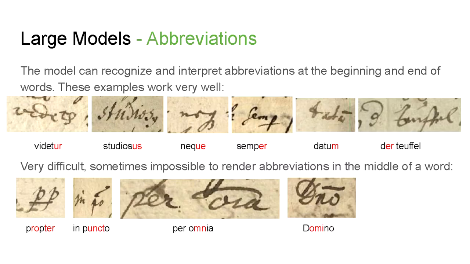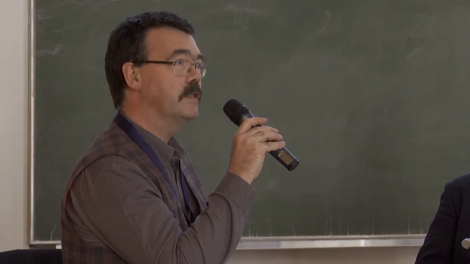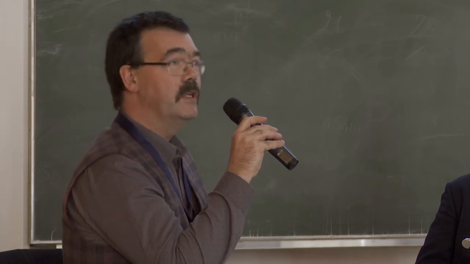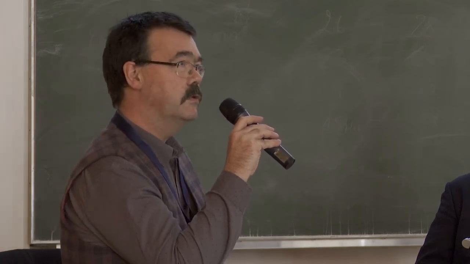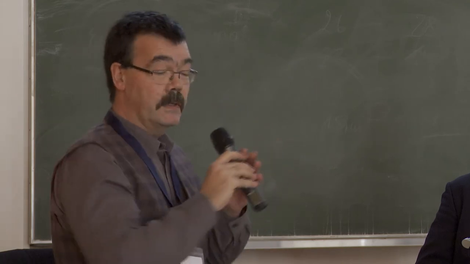Abbreviations. I don't know if some of you were at the last Transkribus User Conference, where Guntram Leifert declared that the HTR+ is able to read more or less 2 to 3 characters in abbreviations, but it does it very well at the beginning and at the end of words. So abbreviations at the beginning and the end of the words.